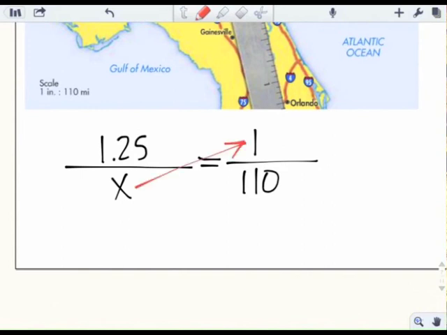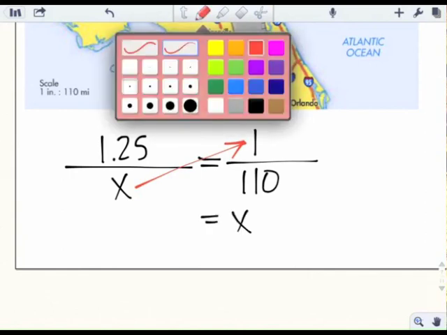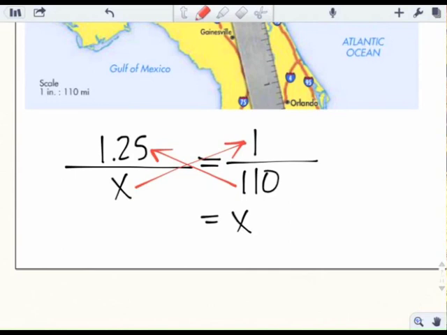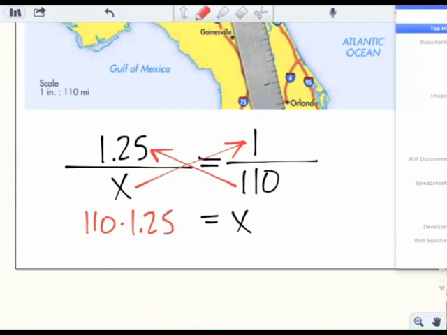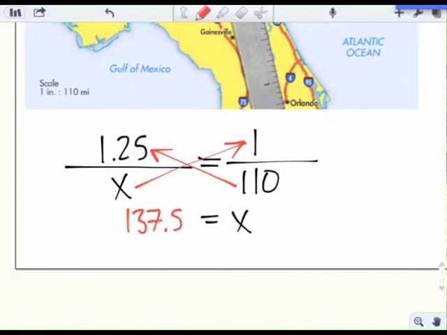X times the 1 means x times 1 is just x, and then I'm going to cross multiply in the other direction. 110 times 1.25. Let me do that in my calculator real quick. 110 times 1.25 is 137.5. All right, that's it, right? Because we found what x is. So the real distance between Jacksonville and Orlando is 137.5 miles.